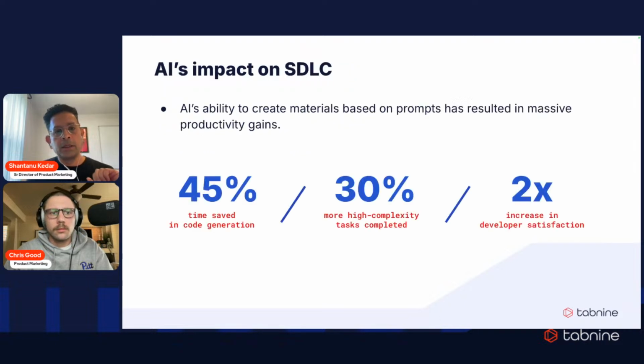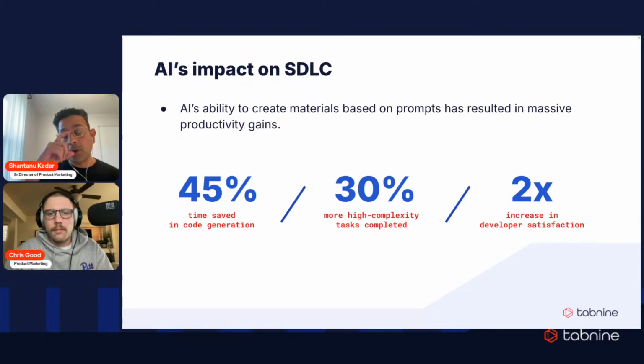All right. When you think about generative AI, you typically think about AI's ability to create materials based on inputs and prompts. We see this in action in software development every day. You have AI code assistants such as Tabnine that are used extensively by developers for use cases such as generating code, creating documentation, explaining code, and so on. And this approach has resulted in massive productivity gains.